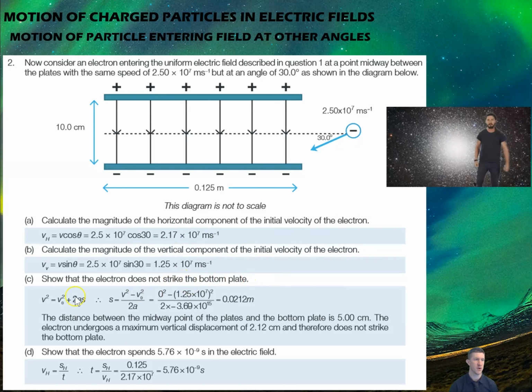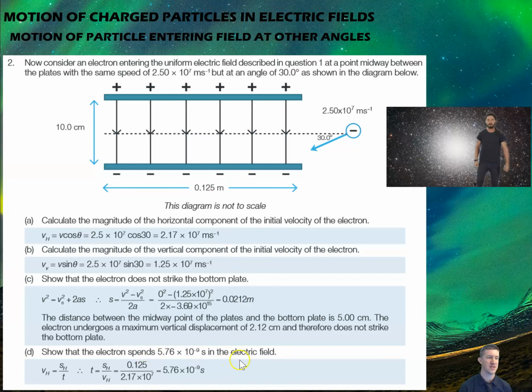Show that it does not strike the bottom plate. In this case, we want to show that the distance is not the 5 centimeters, it's less than that. So we want to know what s is. I know everything else. I rearrange because I know my initial vertical velocity. I know the acceleration in the opposite direction. And I get that it's 0.0212 meters. So the distance between the midpoint of the plates and the bottom plate is 5 centimeters, which we talked about. It only undergoes a vertical displacement of 2.12 centimeters. So it does not strike the plate because it doesn't get to the full 5 centimeters.